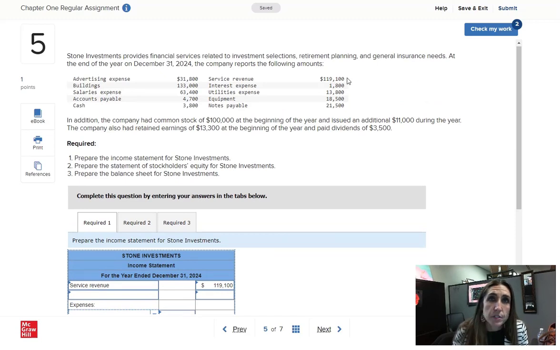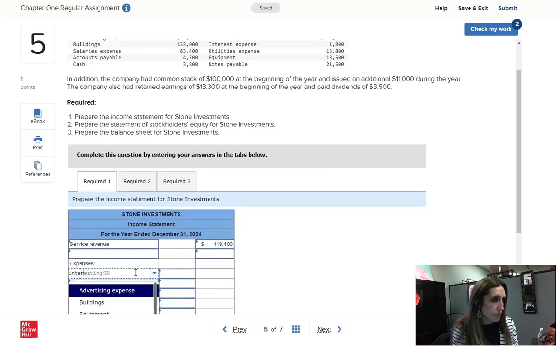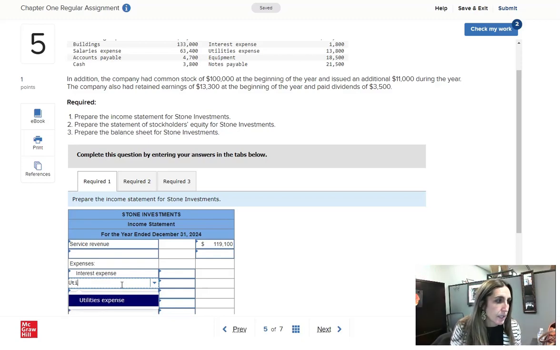So I use the service revenue initially on the income statement. That is the first statement that we create, and it is for a period of time. So you can see this is for the year ended December 31st, 2024. Then I'm going to list any expenses. It doesn't matter the order you list your expenses. I'm just going to go down what is below my service revenue. I see interest expense and I see utilities expense.